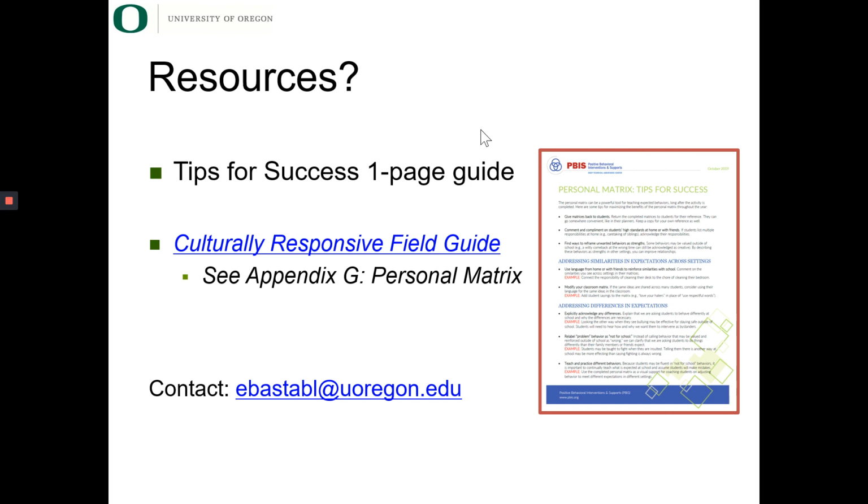So finishing up, here are some additional resources you might be able to use. The first is a tips for success, which we will provide for you. This is a one-pager that explores and explains many of the things I've been talking about in this short video. You can also look at the culturally responsive field guide, which has a link here in the slides, which we'll provide you. And then finally, you can also reach out to me or anybody on our training team. We'd be happy to help walk you through using this with your students this year.